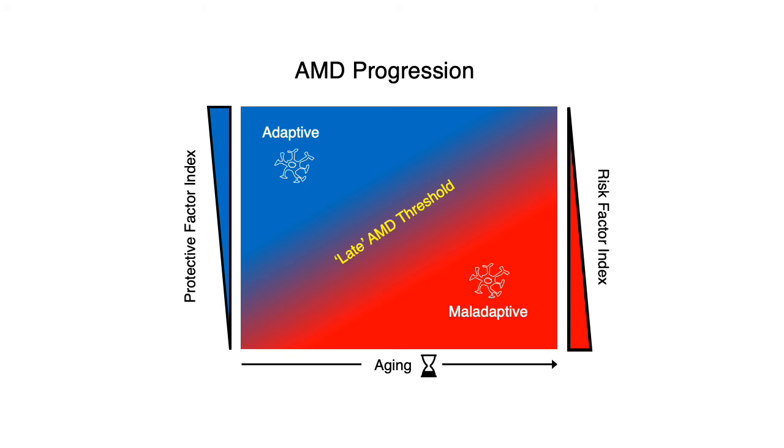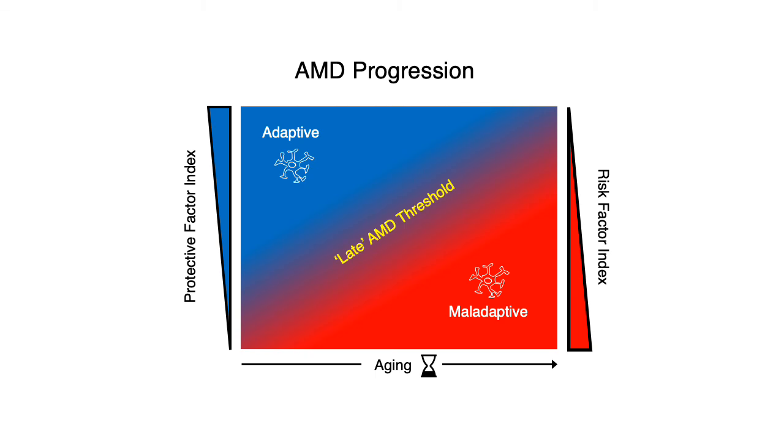From this framework, we can put forth the following hypothesis, shown in diagram form below. On the left axis, or y-axis, you see a protective factor index, such as lifestyle factors or genetic factors that actually contribute to protection. On the right-hand y-axis, you have an increased risk factor index, such as, again, genetic and lifestyle factors as discussed in the previous slide. And finally, you have on the bottom, the x-axis, which is aging.